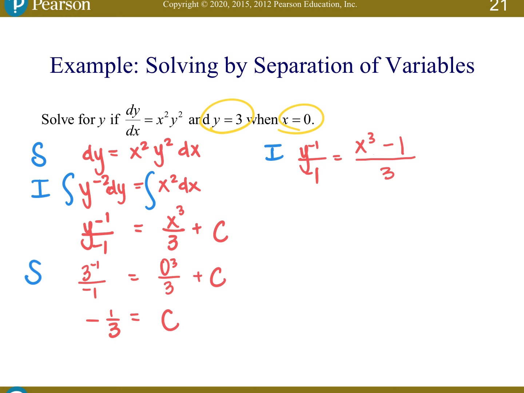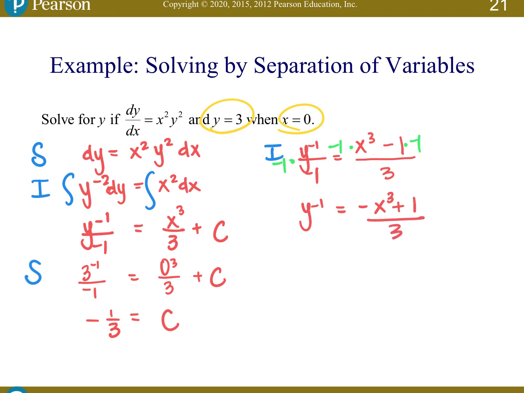Okay, now we want to isolate. All right, so Jeffrey, you can pick. What do you want to do next to get y by itself? Times. Yes? Times by what? -1. Okay, multiply by -1, and we have as many -1s as we need. So we can multiply by -1, and we can multiply this one by -1, and we can multiply that one by -1. That gives me y to the -1 equals negative x cubed plus 1, divided by 3.